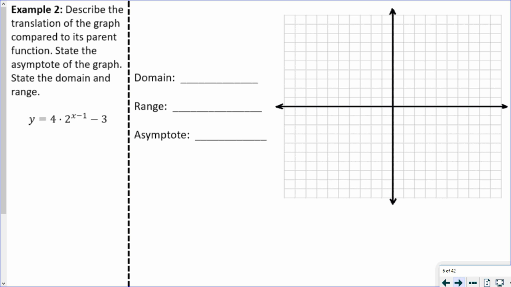Okay, so let's do example 2. Describe the translation of the graph compared to its parent function. So we'll say what it's doing compared to the parent function. State the asymptote, state the domain and range, and we're going to graph it. Okay, well first I'm looking at my asymptote, so it's this k value at the end. So my asymptote is y equals -3.